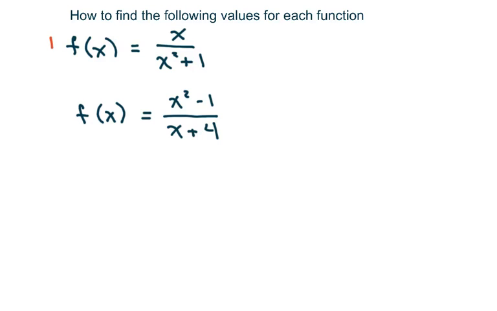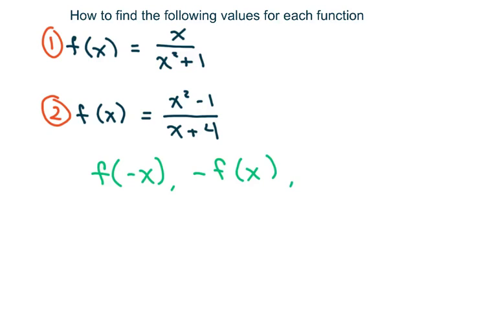So these are our two functions for this video, and we're going to find f of negative x, negative f of x, and f of x plus h. This is going to help you evaluate functions later on in calculus, and also to find even and odd functions.